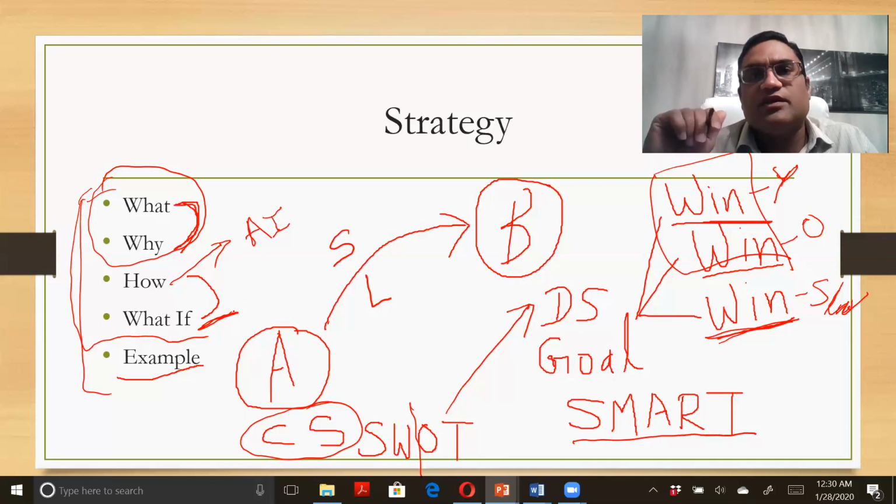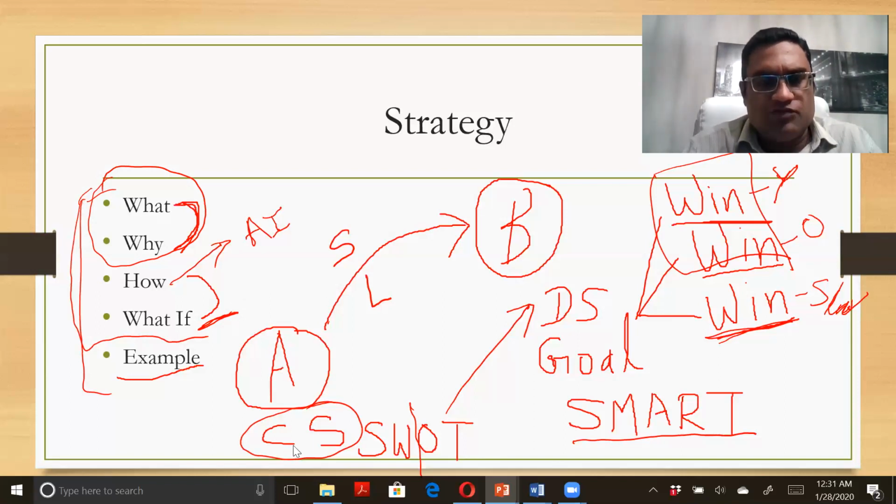But by the way, the reason I mentioned this is how do you communicate? This is the strategy of communication. So always start off with what and why. You could reverse the sequence, but people need to know why they are doing something or what it is that they need to do, okay?